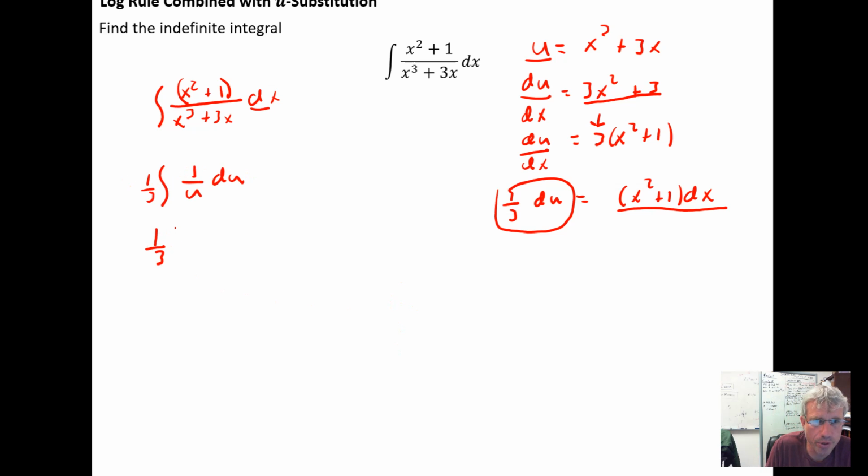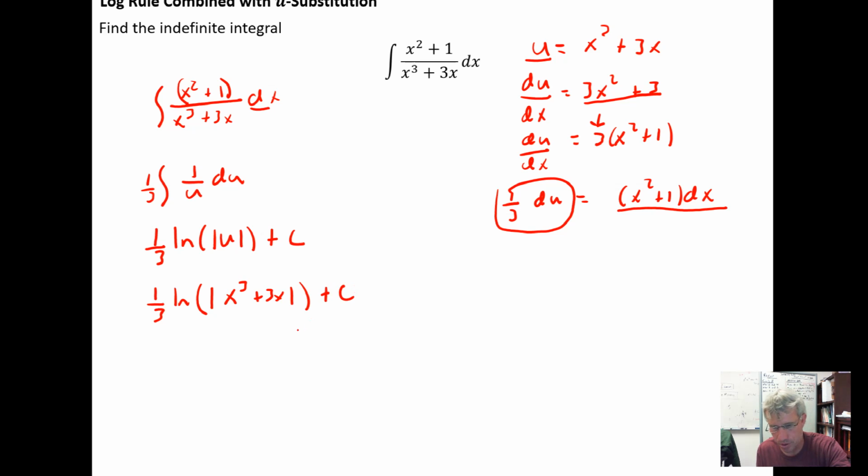So I'm going to get 1/3, I have a u prime over u form. So I'm going to get the natural log of the absolute value of u plus a constant of integration, and then substitute back in. So 1/3 times the natural log of the absolute value of x cubed plus 3x plus the constant of integration. So we'll do one final example.